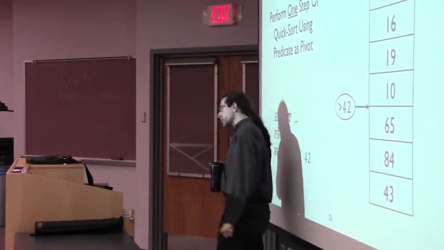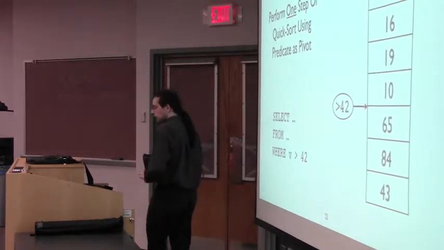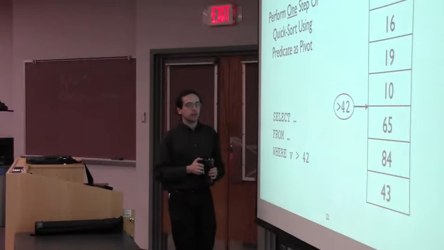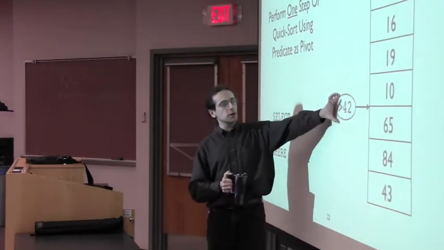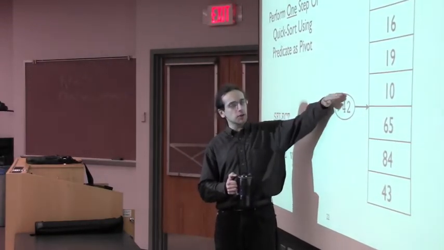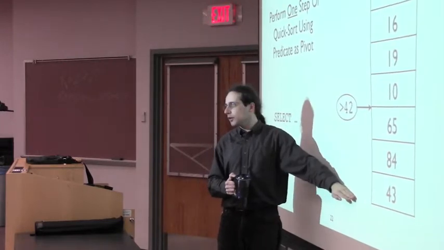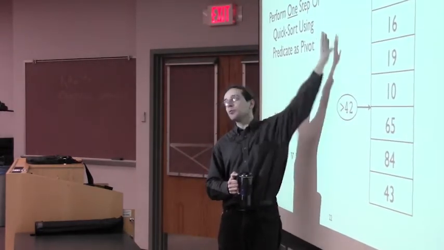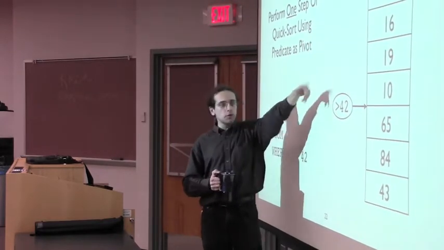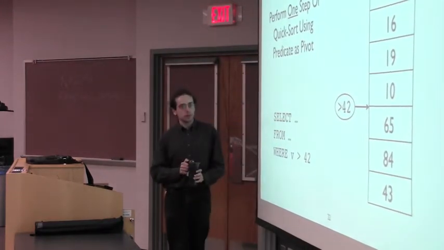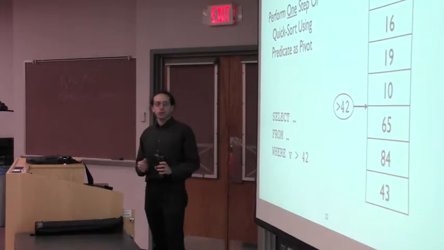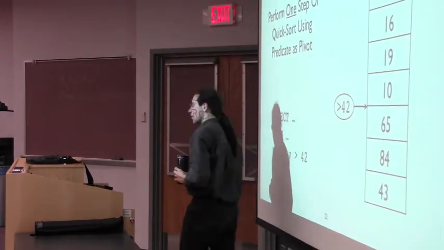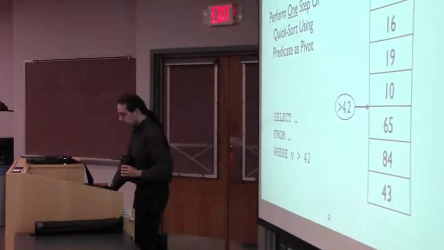And we store a pointer to that point in the list where the split has occurred. So now we know, for future reference, every time we want to access something that's greater than 42, we look in this set. Every time we want to access something that's less than 42, we access that set. But note that the data has not been fully sorted. Data here is out of order, data there is out of order. But it's been properly partitioned.